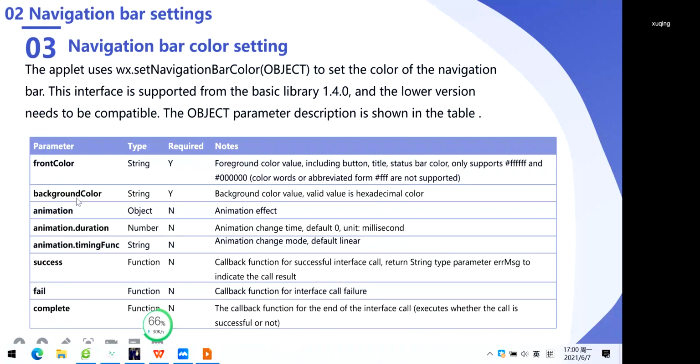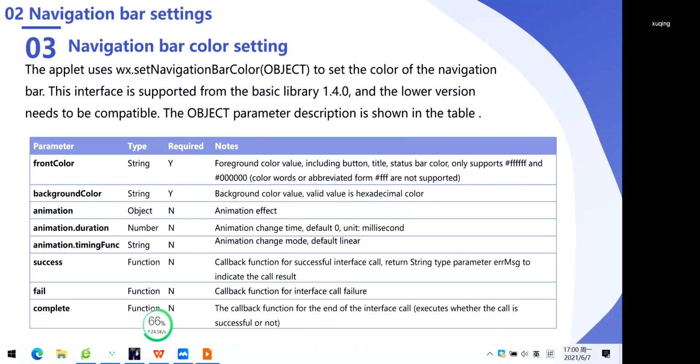It's the front color, and backgroundColor is the background color. We use the background color value. The valid value is a hexadecimal color. The animation parameter is the animation effect, and duration is to show the animation change time. By default, it's 0, and the unit of this parameter is millisecond. We have timingFunc, which is the animation change mode, default linear.